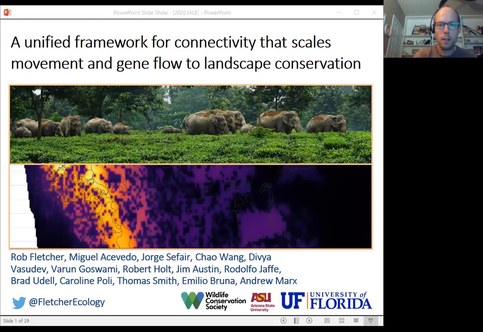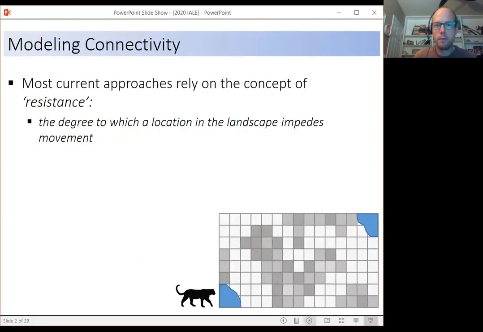So, connectivity modeling has developed rapidly over the past 15 to 20 years, and currently most approaches for connectivity modeling, and particularly the mapping of connectivity across landscapes, rely on this concept of resistance. And resistance can be thought of as the degree to which a location in the landscape potentially impedes movement of organisms or other ecological processes.